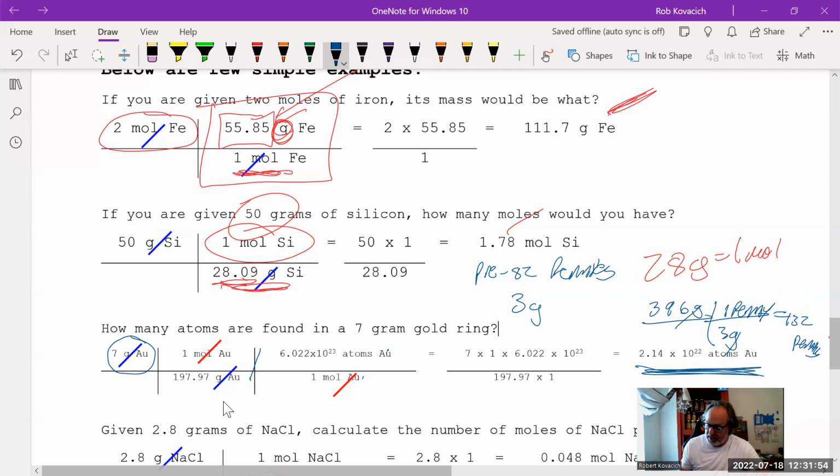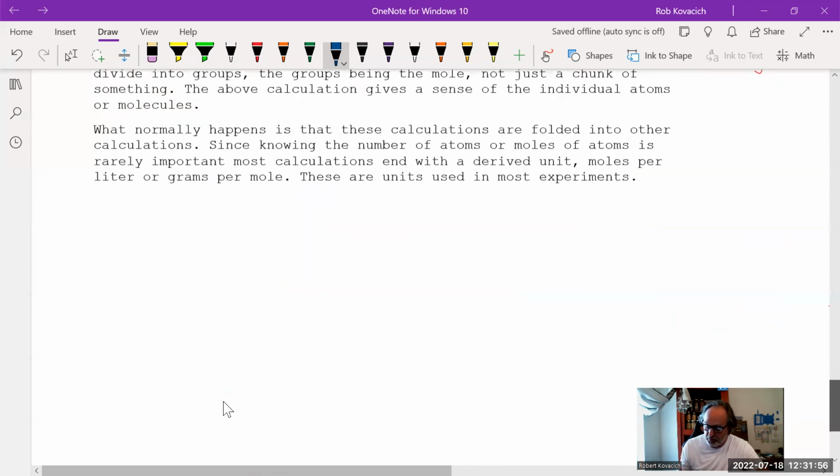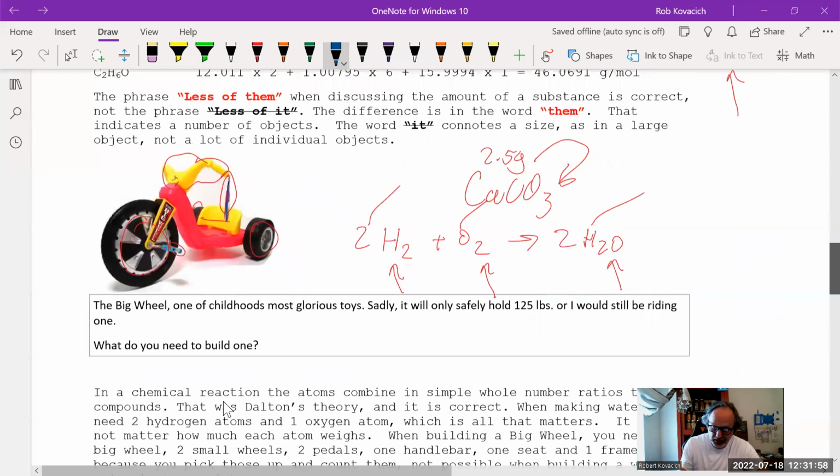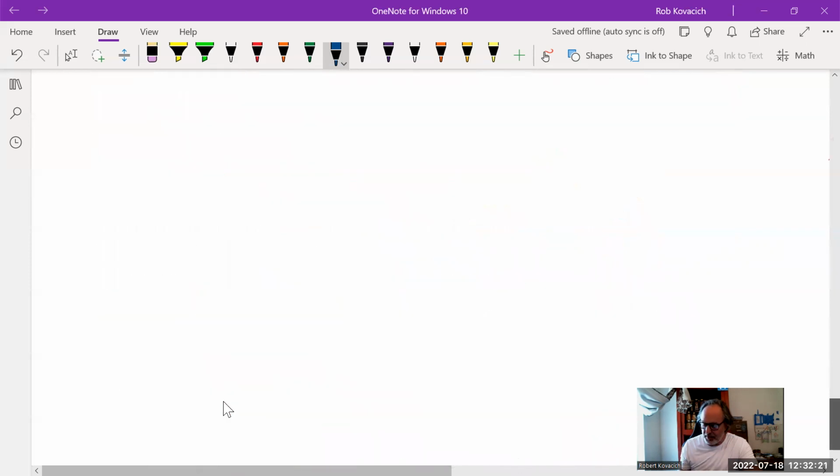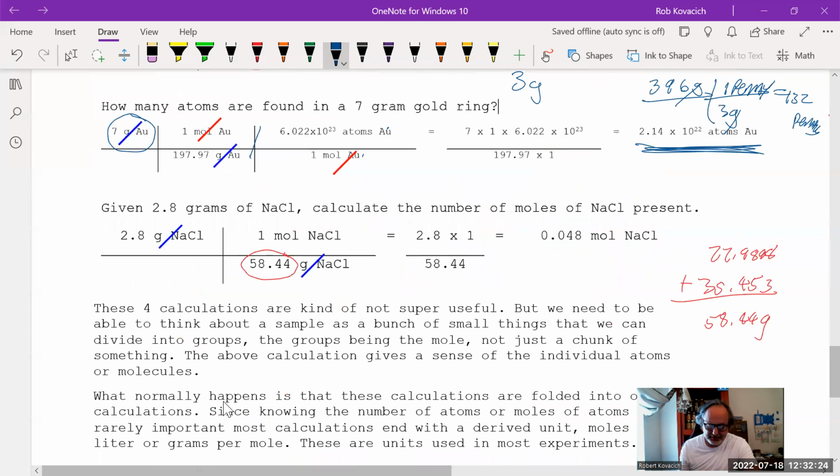In chemistry, you need to have 2 H2s to go with 1 O2 to make 2 H2Os. So you need specific numbers of objects. I need 1 big wheel. I need 2 small wheels. It matters. I can't have 1 small wheel and 2 big wheels. That does not work. So I need to be able to count them so I know exactly how many of each of them I have, and then I can put them together in ratios that make sense. And that's it. All right. Thank you.